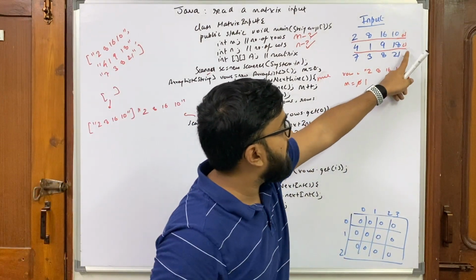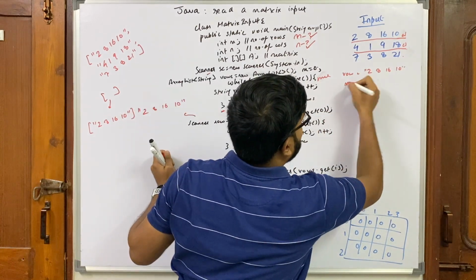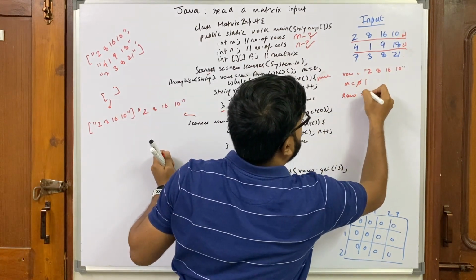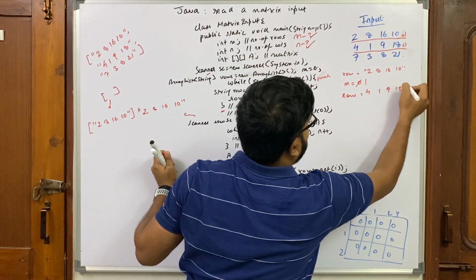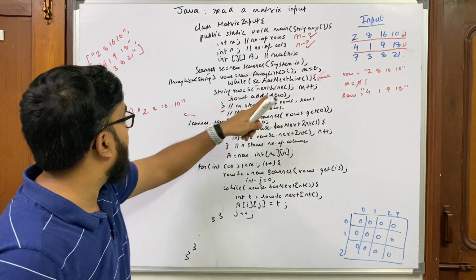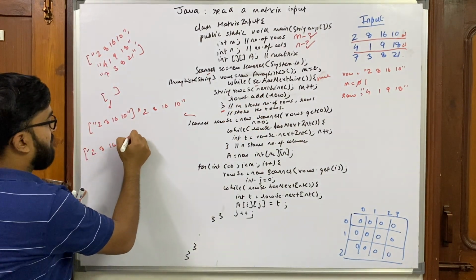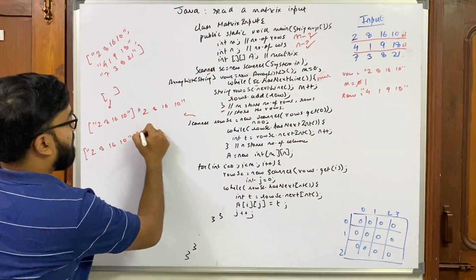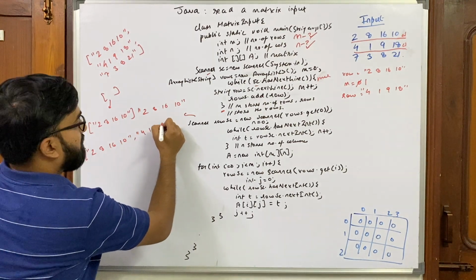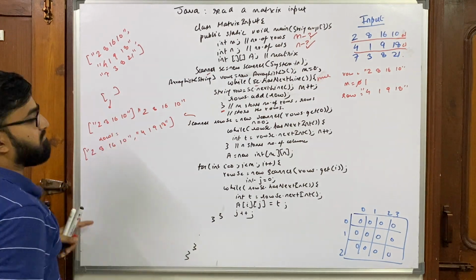This is just to indicate that you have to read till here. So now row becomes 4, 1, 9, 18, and it is a string. Row stores now this. Then rows dot add row. So now this new row is added to rows. So now rows becomes this.